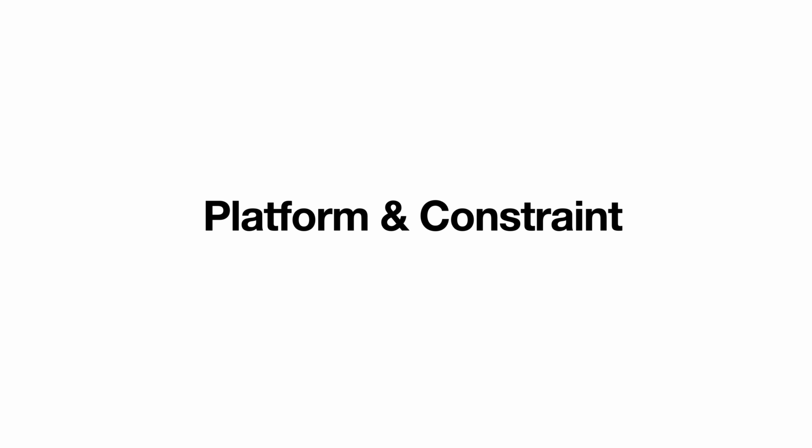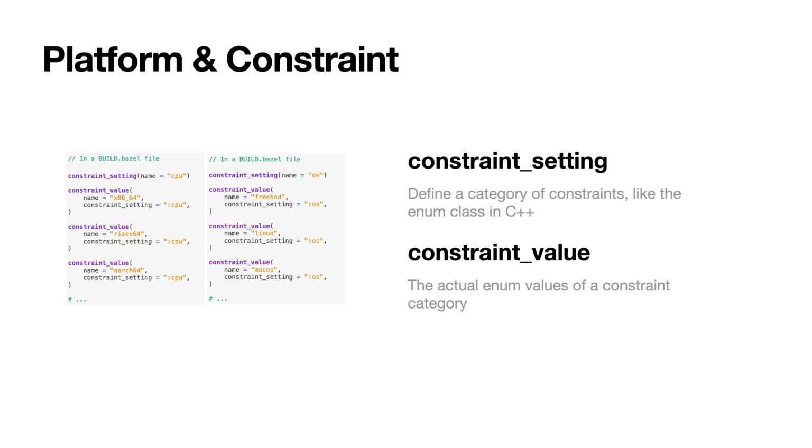To solve the code selection problem, Bazel provides platform and constraint terminology and concepts. The constraint setting and constraint value are Bazel built-in rules. The constraint setting target is similar to the enum class in C++, where you define a category of a constraint, for example, the operating system and the CPU architectures. The constraint value targets are the actual values belonging to a constraint category, just like the enum values.